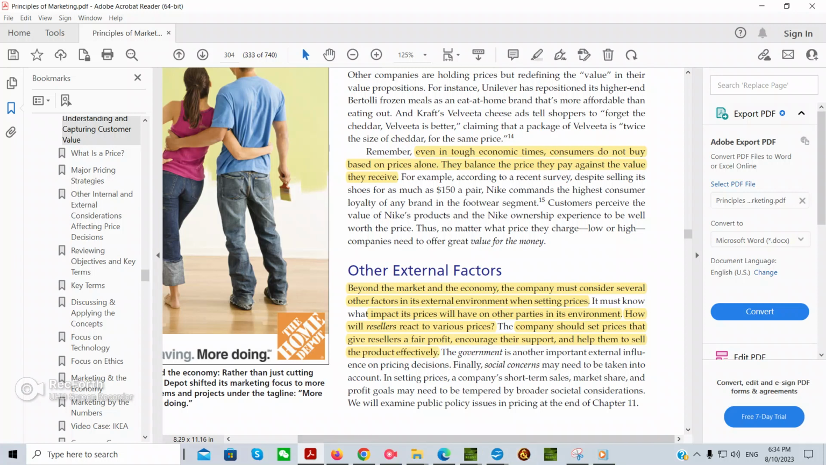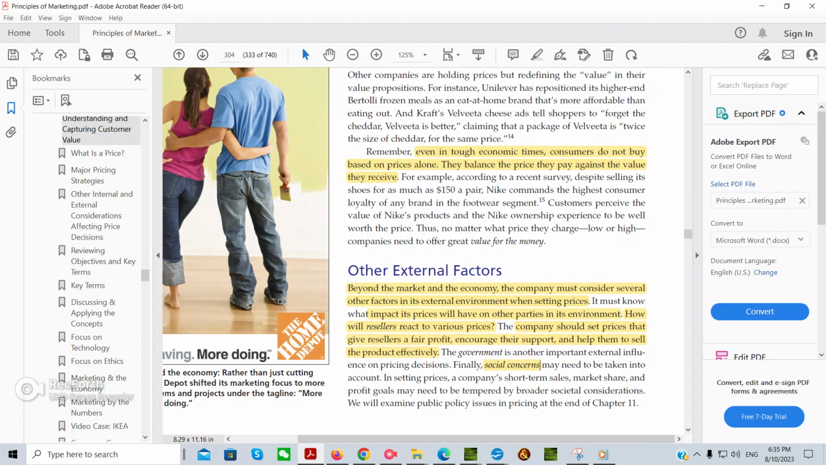Government is another important external influence on pricing decisions. Finally, social. Some industries, otherwise known as markets, the terms industry and market are used interchangeably because technically a market is an industry and an industry is a market. In some industries, the price is regulated by the government. Okay, so that's definitely inelastic.